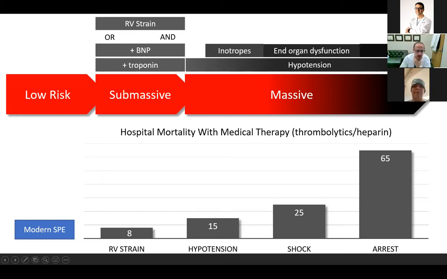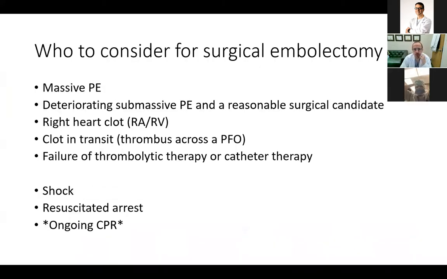The submassive group, so the middle segment there, you can see are people that have RV strain and/or elevation of their biomarkers. These people have a lower mortality risk with thrombolytics and heparin, and that is compared to the far left where you have modern surgical pulmonary embolectomy. Most modern case series have a mortality rate in the 10% range, 12% range. So this is how some of the decision making around what type of therapy is made, in terms of risk benefit of the different therapeutic options.